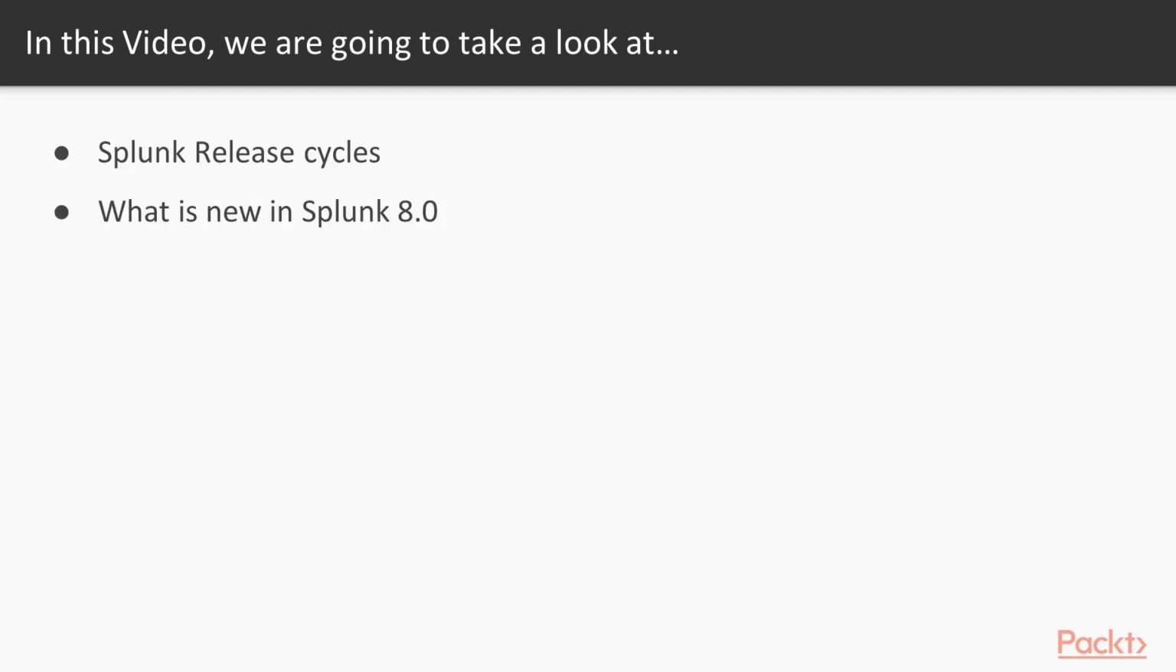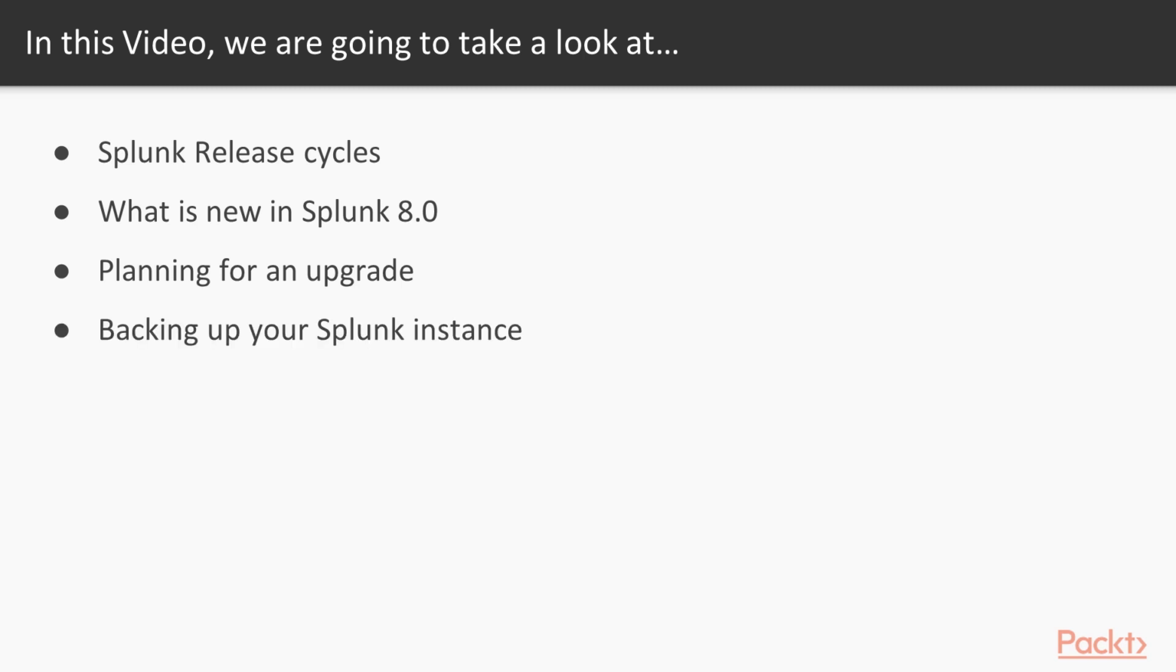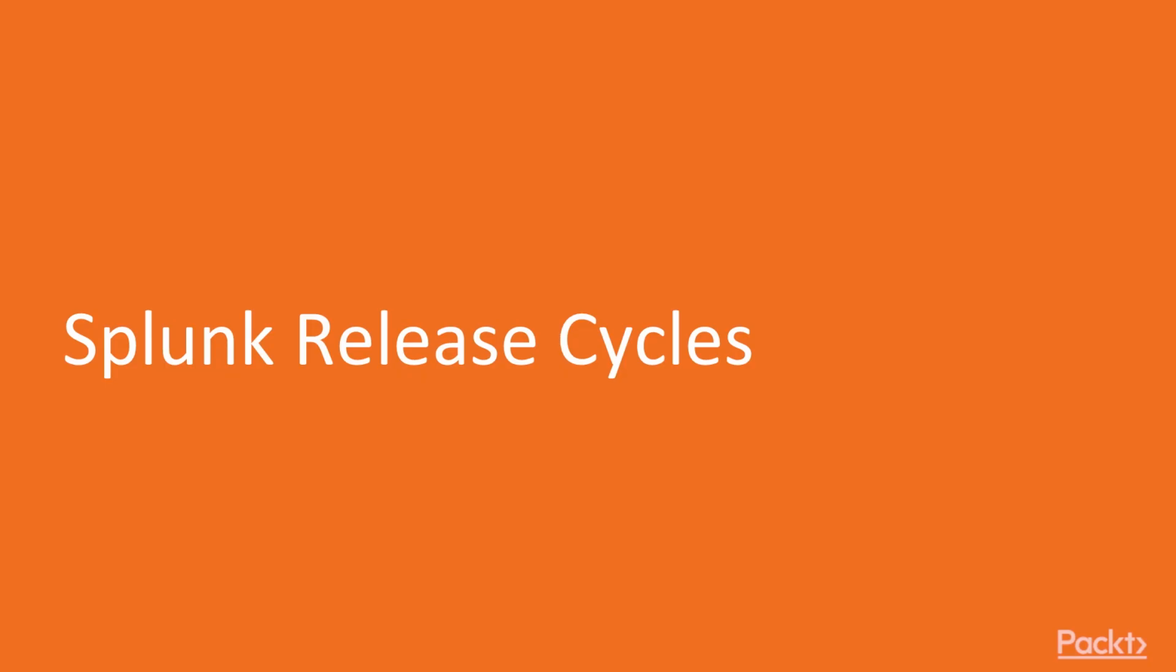We're going to look in this video at a couple different things. We're going to look at Splunk release cycles. We're going to look at what's new in the latest version of Splunk at the time of this recording, Splunk 8.0. We'll talk about planning for a Splunk upgrade. We'll show you how to back up your Splunk instance prior to doing an upgrade. And then we'll actually go over how to perform a Splunk upgrade. So, without further ado, let's jump right into looking at Splunk release cycles.